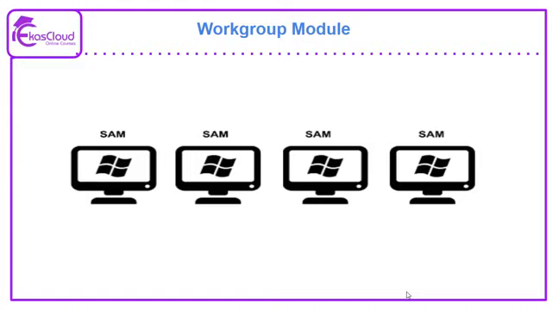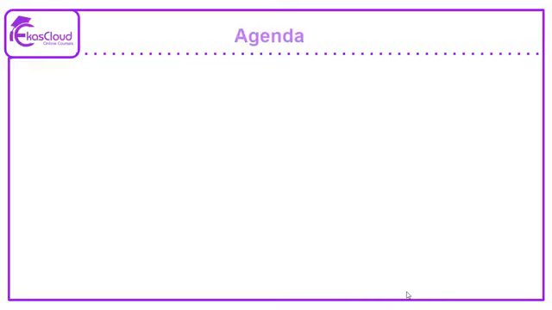For example, say these four Windows computers are there. The default model is the workgroup model. So on the four computers, each computer maintains a local database. That database is called the SAM database. And the next topic is the domain model.